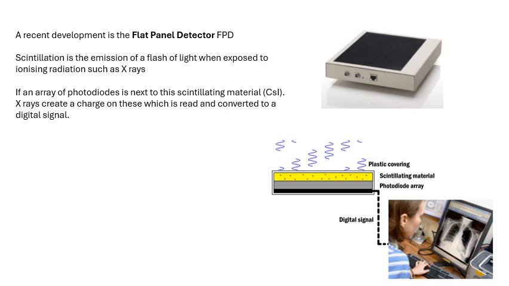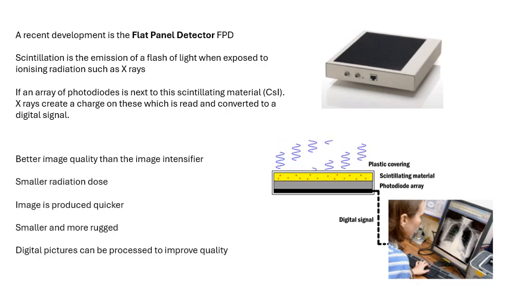And then lastly, a recent development since the 1990s, I think, is the flat panel detector. You can think of this as just like the CCD in your camera. So you have a scintillating material, and again, the X-rays fall on it and you get flashes of light. And then you have an array of photodiodes. Cesium iodide apparently is the yellow layer there. And then the X-rays create a charge on these photodiodes, and that's read and converted to a digital signal.